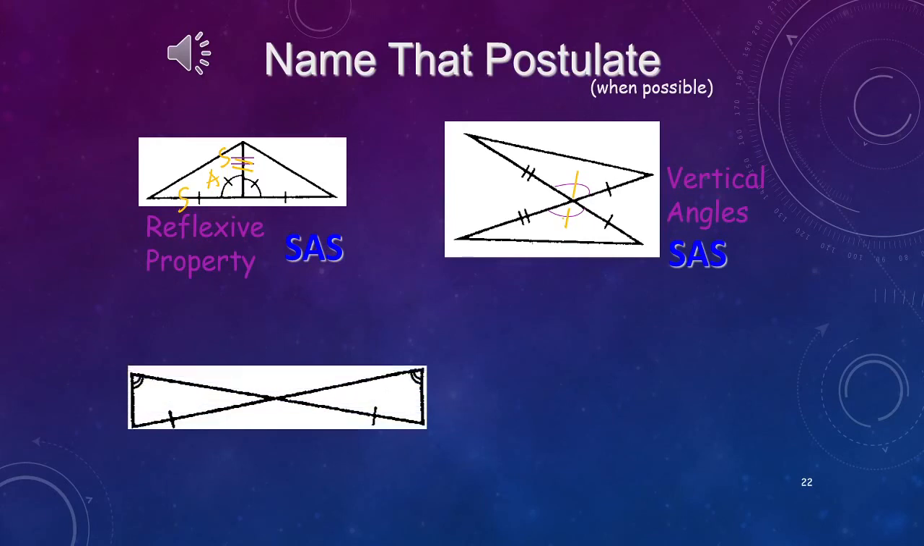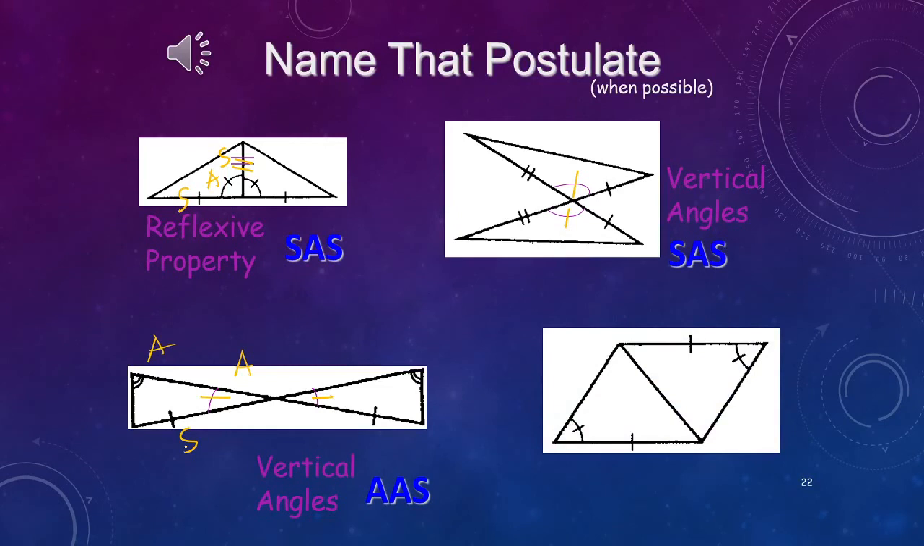Okay? What about this figure? Vertical angles again. Okay. They are congruent. And what postulate is this? Angle side angle. Angle, angle, side. This is angle, angle, side. Okay? What about our last figure? This one, this figure here. Reflexive property. Very good. Reflexive property. And what postulate is this? Angle side side.